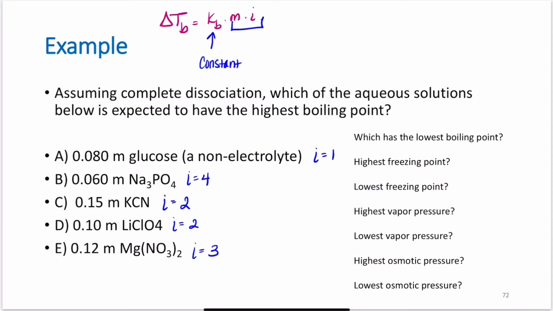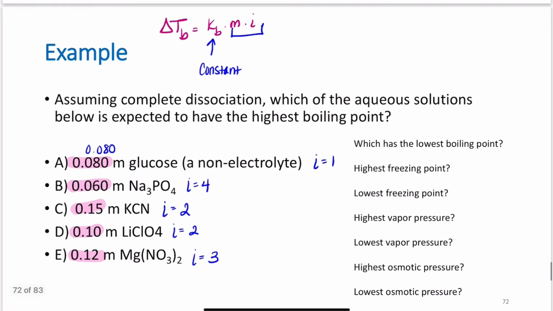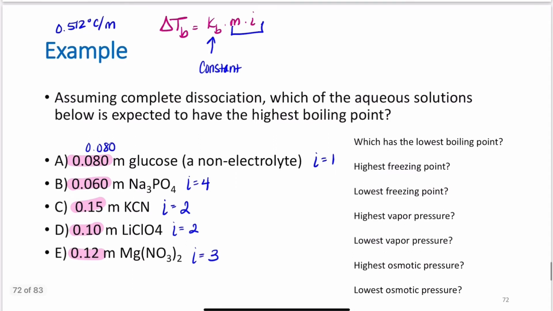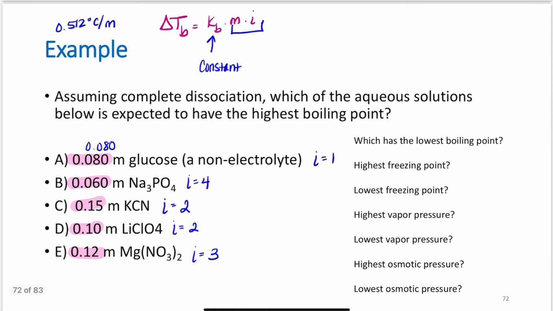Some students are going to say, oh, well, this is 4. It is, but don't forget to look at your concentrations here as well. If I take 0.080 times 1, it's going to give me 0.080. Again, you can multiply by your Kb value if you really want to. It's 0.512 degrees C per mole. You're welcome to do that, but since it's all the same value, I'm not going to bother with that because I can do the rest of this off the top of my head.